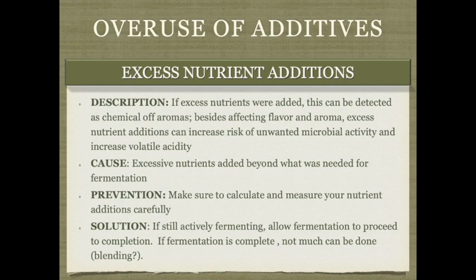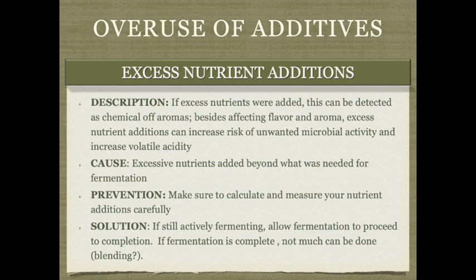For years, mead makers were unaware of using nutrients, and now that most mead makers are aware of it, some of them have been using too much. Depending on the nutrient you added, it might be like a chemical off aroma. That might be more from the DAP, diammonium phosphate, or if it's more the organic, like the Fermo, it might be more like a yeasty type of thing.